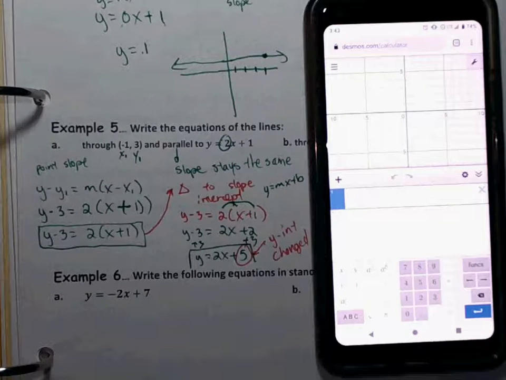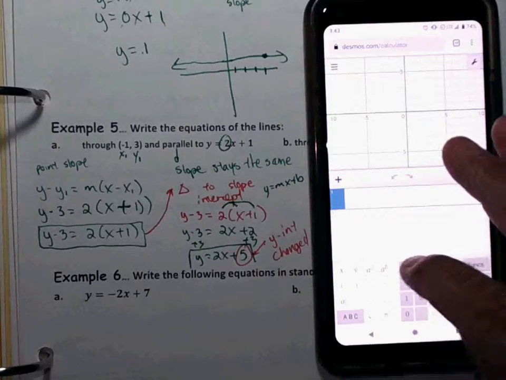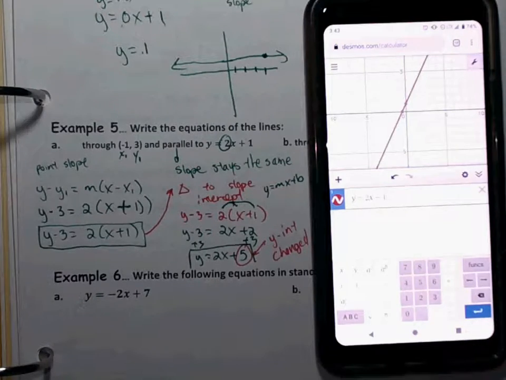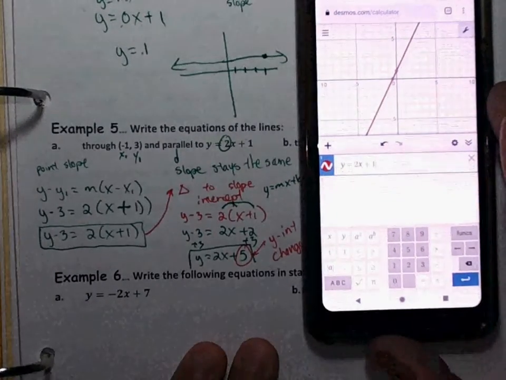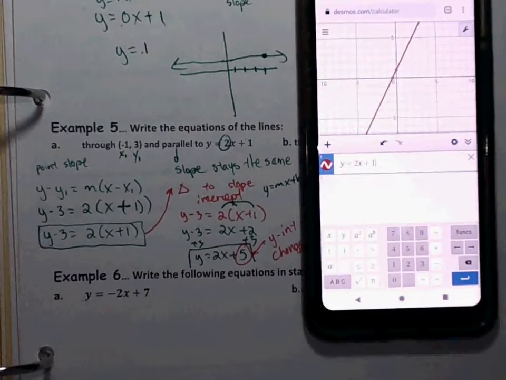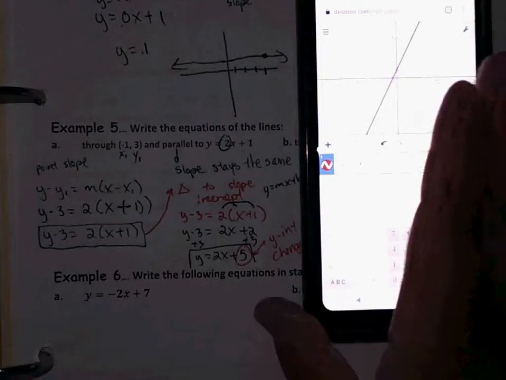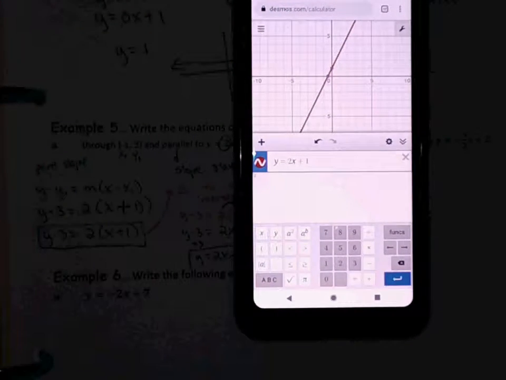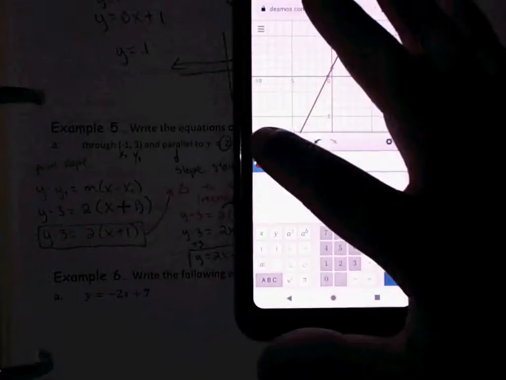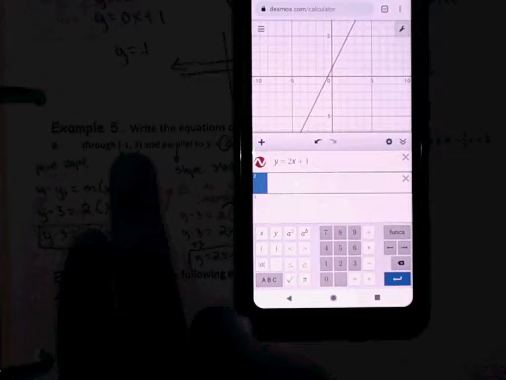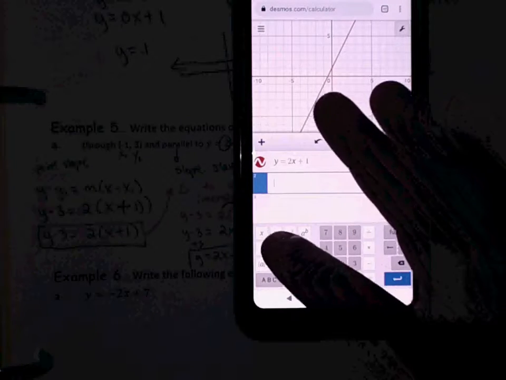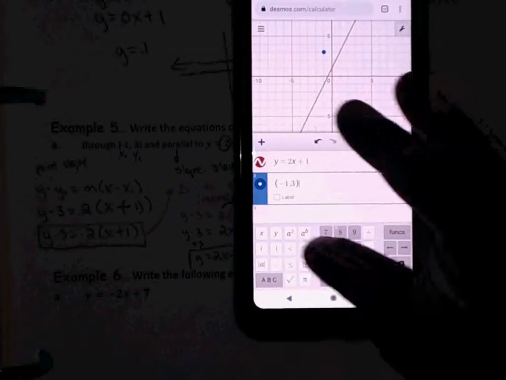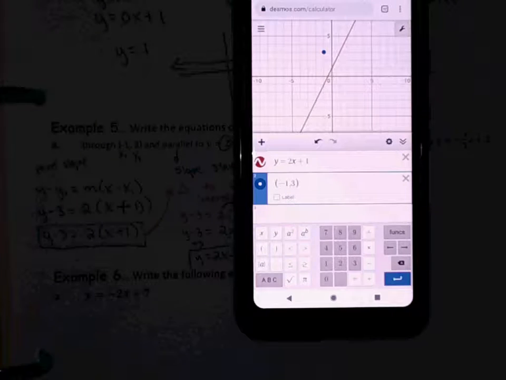Now the first thing we're going to type in is our original equation, which is y equals 2x plus 1, and here it is. Here we go. So I typed in my first equation, which is y equals 2x plus 1. And then I'm going to add an expression, and I'm just going to use the point that they want me to go through, which is open parentheses, negative 1, comma, 3, close parentheses. And you see they plotted my point for me.